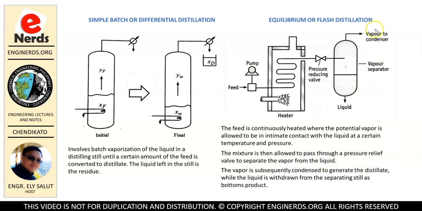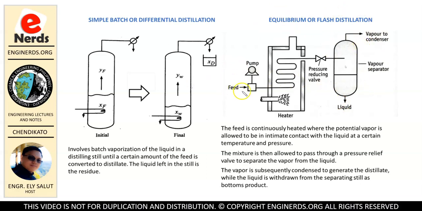So we have a condenser in here. Same lang nandito. Now we have a condenser here, and our distillate will be collected. While dito naman sa part ng ating liquid, the liquid is withdrawn from the separating steel as the bottom's product. Okay, so yan naman yung ating equilibrium or flash distillation.